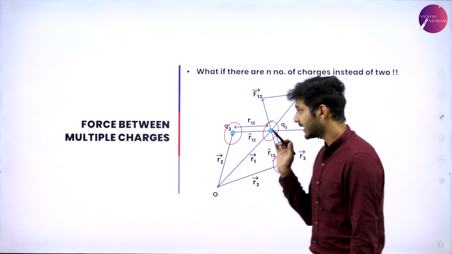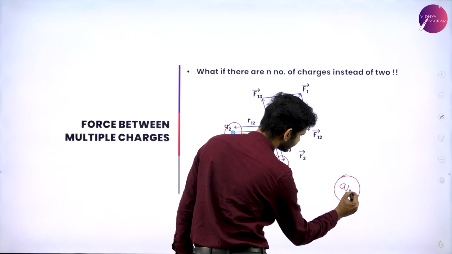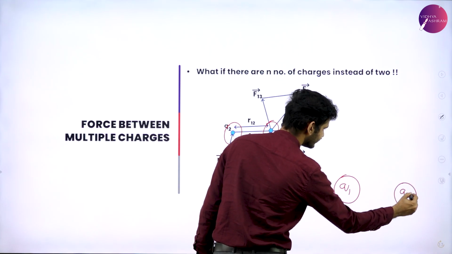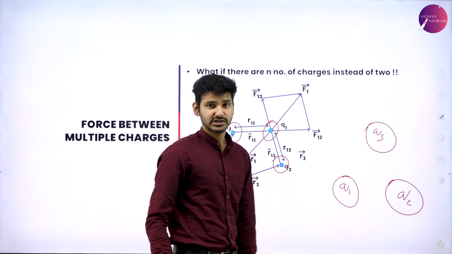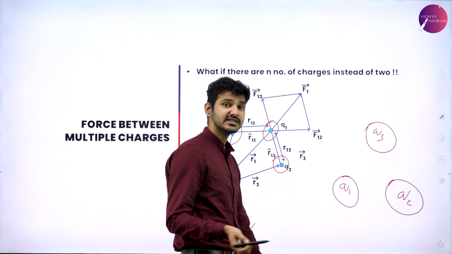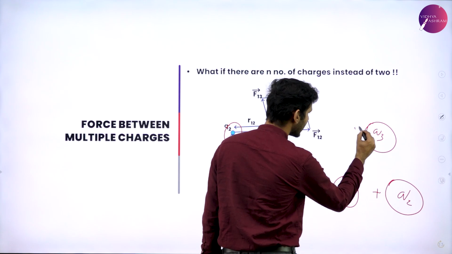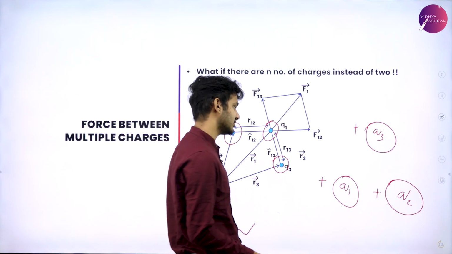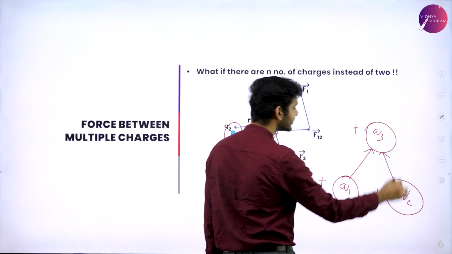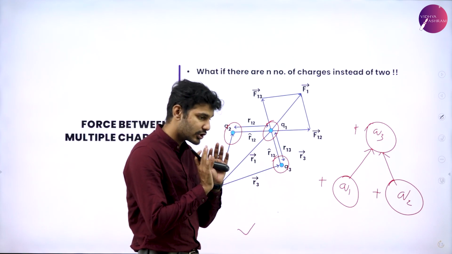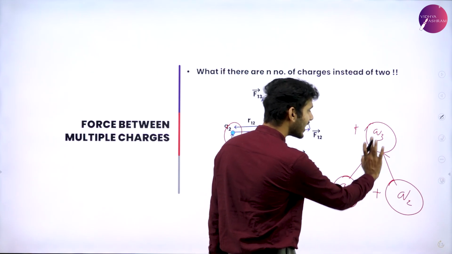Let's first assume that all of these charges are positively charged. So there is Q1, there is Q2 and there is Q3. We know that Q3 will be experiencing a force due to Q1 and Q2. How do we know that? Because all these charges are positive. So Q1 will exert a force on Q3 and Q2 will also exert a force on Q3 because they want to repel from each other, because all of them are like charges. So they'll apply a force on Q3.